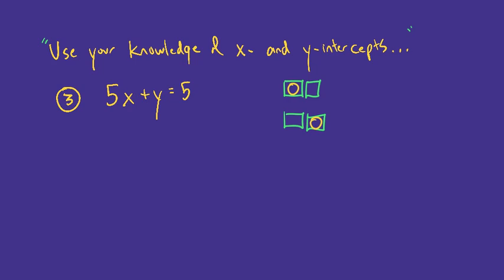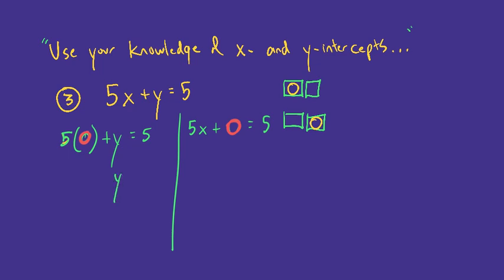So we'll find the y-intercept first, setting x equal to 0, and then we'll find the x-intercept, setting y equal to 0. Okay, so on the left, I've set x equal to 0. So instead of 5 times x, we've got 5 times 0. On the right, I've set y equal to 0. So instead of 5x plus y, we've got 5x plus 0. And just going to work those out.